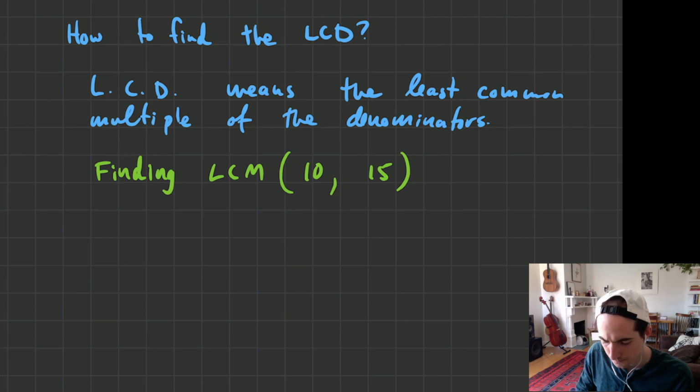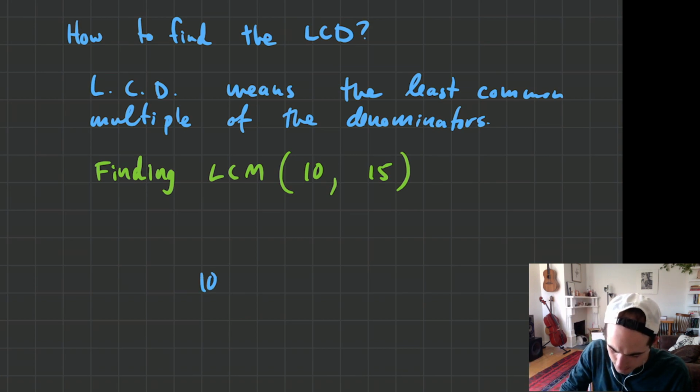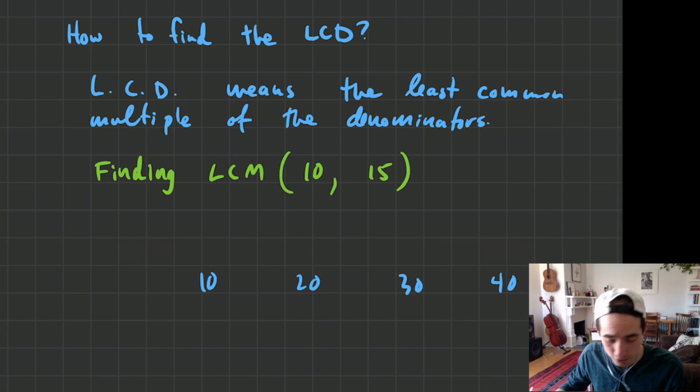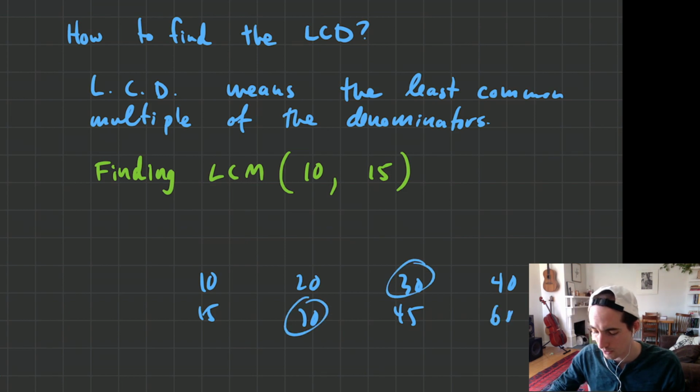Okay, well, what I really want to do here is I first want to factor these numbers. Like, I could make a list. I could certainly make a list of all the multiples of 10, right? I could do 10, 20, 30, 40, and then I could write all the multiples of 15. I could do 15, 30, 45, 60, and go, oh, look at that, there's a 30, there's a 30. 30 is the least common multiple.